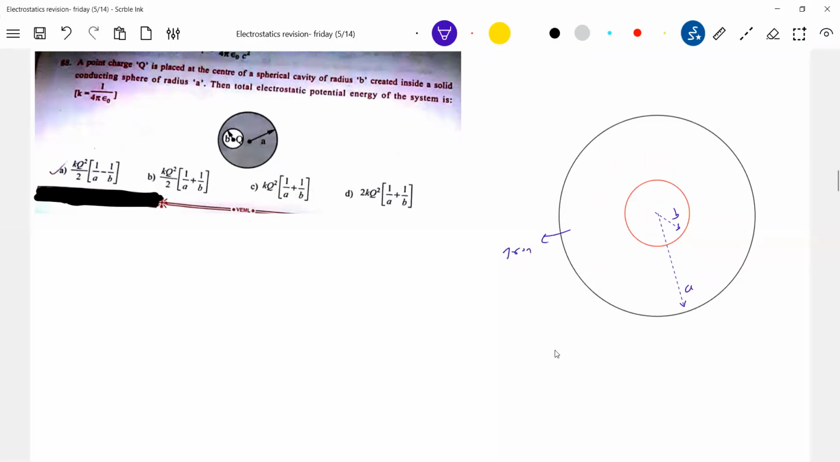Let's get into it. It is asking the total electrostatic potential energy of the system, with a charge placed at the center of the cavity. Here I'm going to place a charge. This is a point charge. So what it does is induce charge. See, the cavity is what I shifted, and it will induce a positive charge.